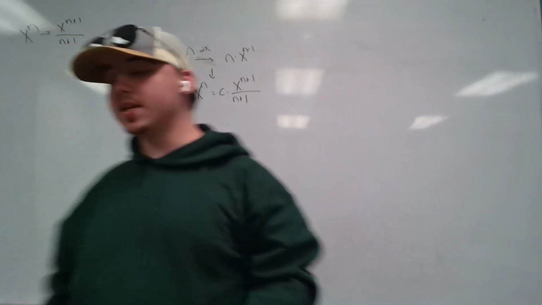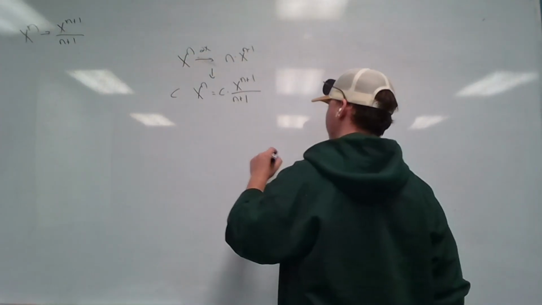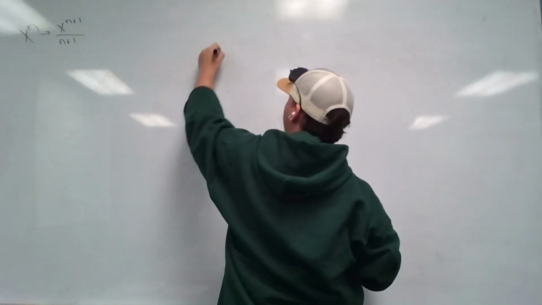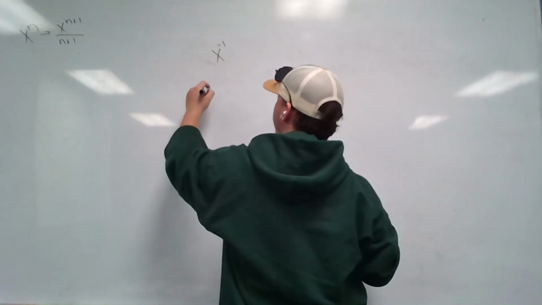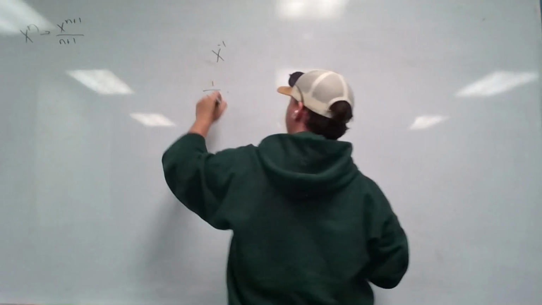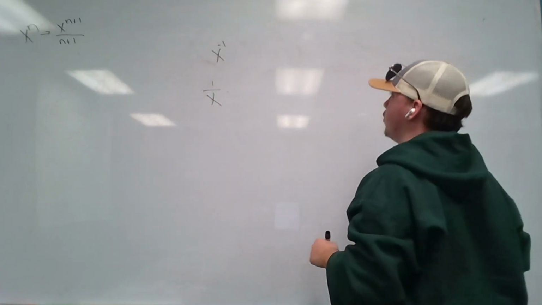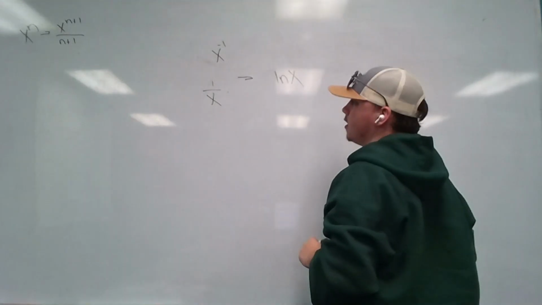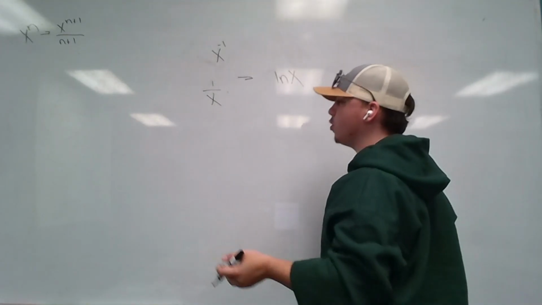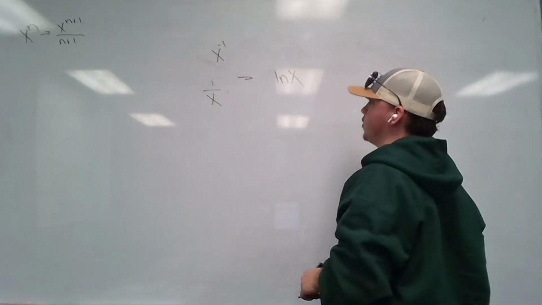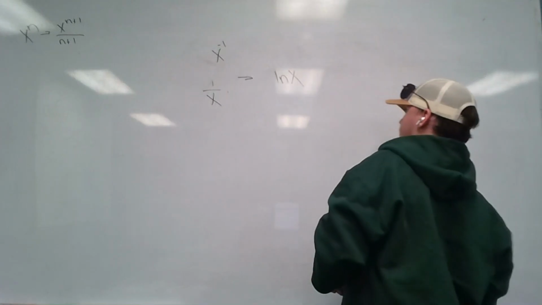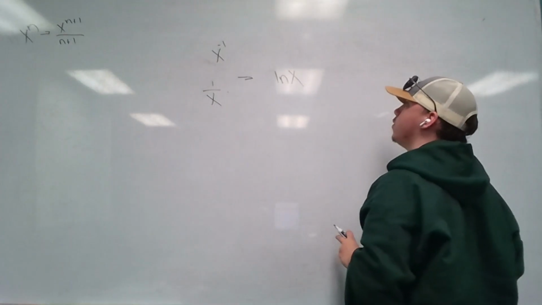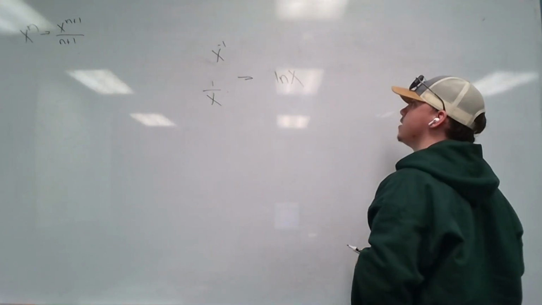This only applies when you have x to the power of negative 1. So when you have x to the negative 1, which is just 1 over x, the antiderivative of this, if you remember, is actually ln x. Now it's not x to the negative 2, which would be 1 over x squared. That's not what this is. This is specifically 1 over x. So I can demonstrate this.